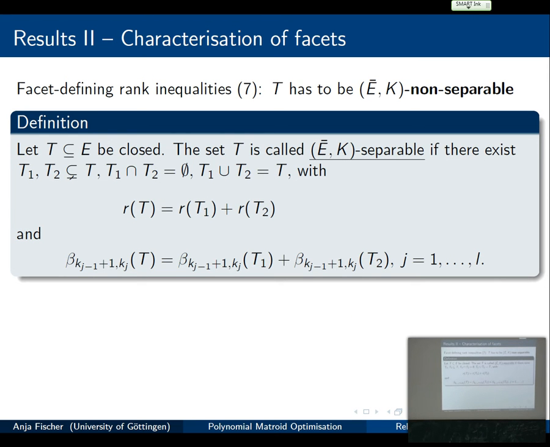Okay. I reminded you that we need closeness and non-separability for facet-defining inequalities of our Matroid polytope.